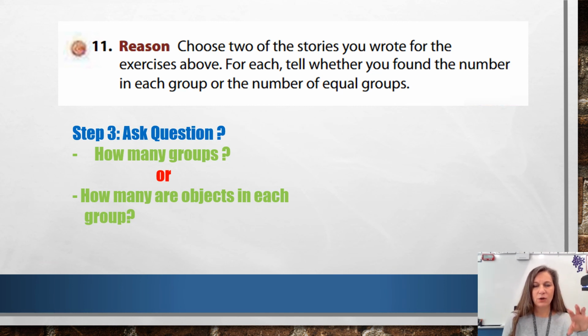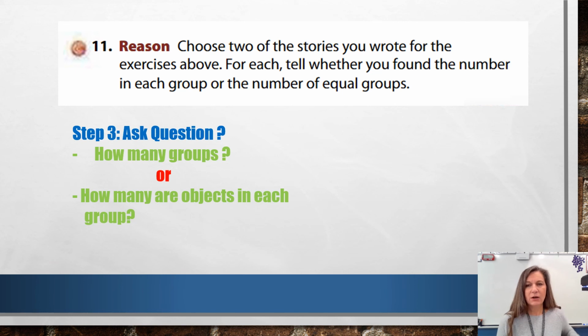So we have our total, which are the M&Ms. Step 2 is we need to know the groups. So we know that there are going to be 2 groups, and the people that she's sharing them with are the 2 people or the 2 groups. Step 3 tells us we need to ask a question. Now, since we know the groups, we're going to need to know how many objects are in each group. So our question would be, how many M&Ms will each one of them get?